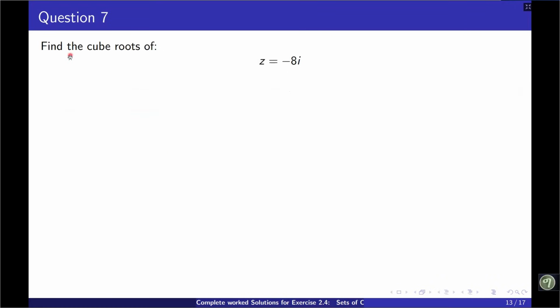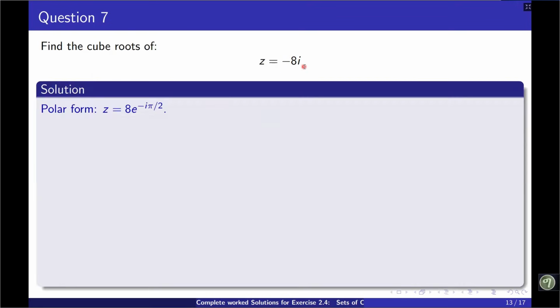The next one is to find the cube root of z is equal to negative 8i. Like the previous one, first the polar form of this complex number: r, since it has only imaginary part, is 8, which is obtained from the square root of negative 8 squared. And the argument is negative pi over 2, since the real part of the complex number is 0, so that it is on the negative y-axis.